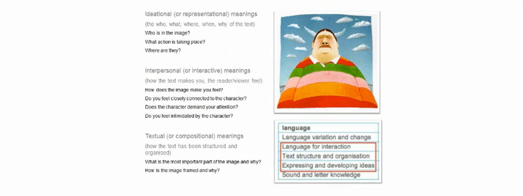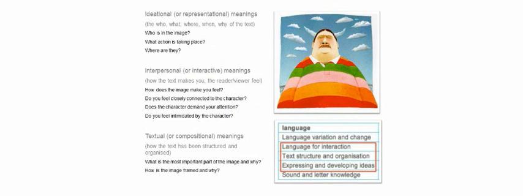So let's talk about the three meaning systems that operate within images to make meaning. All three operate at the same time, and all three are connected to the Australian Curriculum English. The first way that images make meaning is by describing the who, what, when, where, why of the text, a text in this case being an image. Who's there, what's happening, and where are they? That's expressing and developing ideas in the Australian Curriculum.